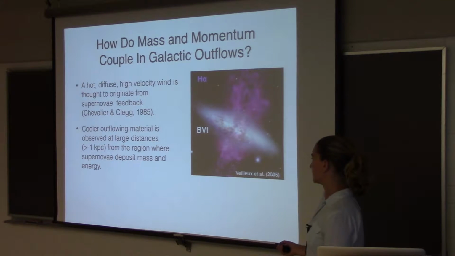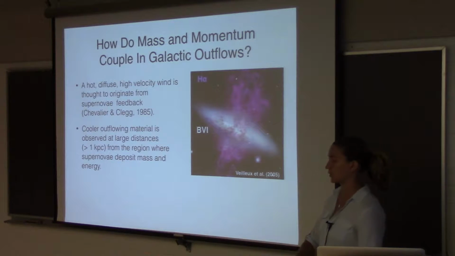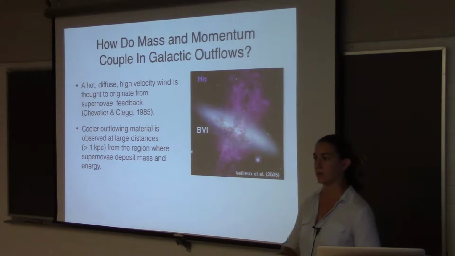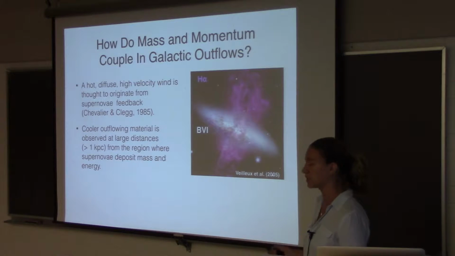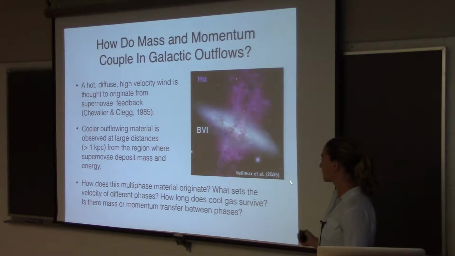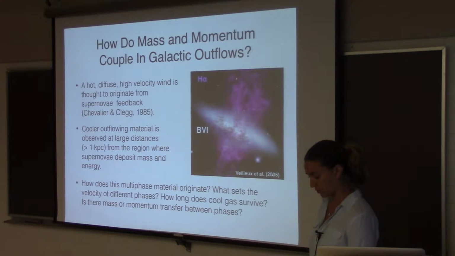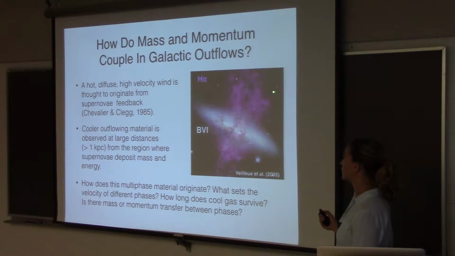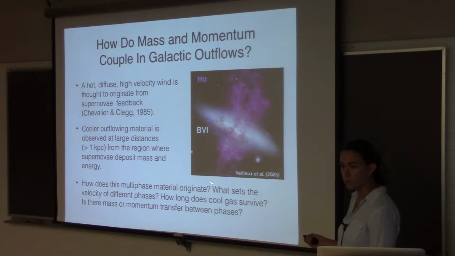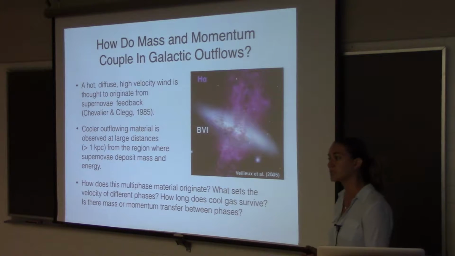And so that's relatively far from where the supernovae are actually depositing their mass and energy. So there's a question of how that material got there. And so there's a variety of questions that we'd like to answer about this sort of system, including where did the multi-phase material originate? Is it actually pushed out of the disk, or did it somehow form in situ? And what sets the velocity of these different phases?